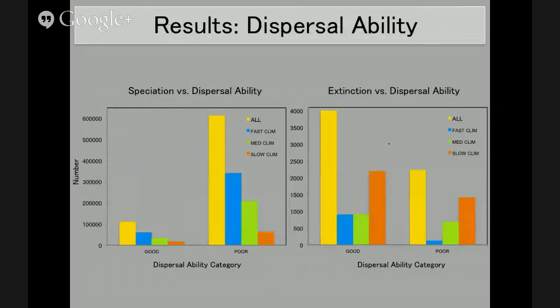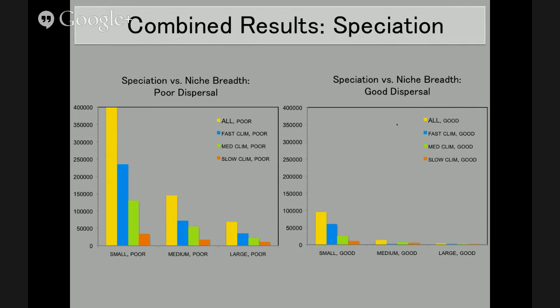Our second hypothesis was that poor dispersers would experience more speciations and more extinctions. And we see from the data a fairly large jump in speciations among poorly dispersing species, but extinctions, again, here on the right, are a little messier in that there are many extinctions in species with good dispersal ability under the slow climate change scenario, which is a little counter to what we had originally hypothesized.